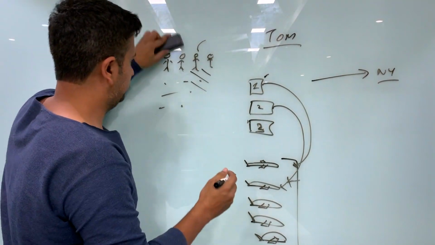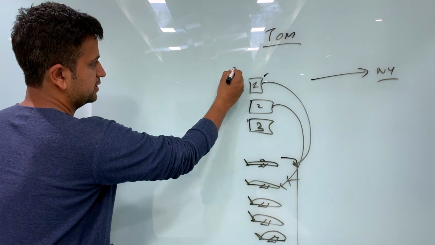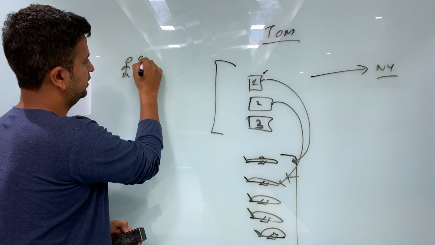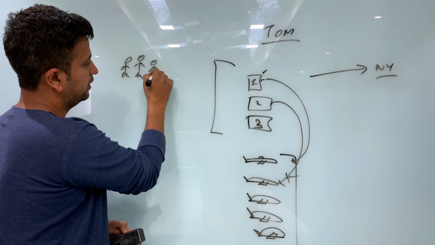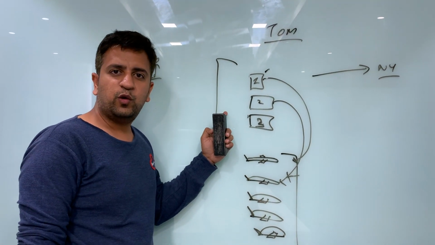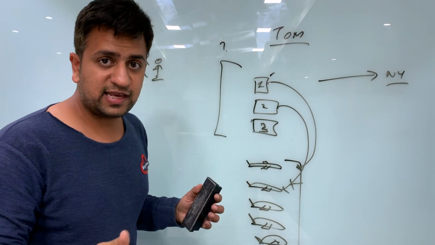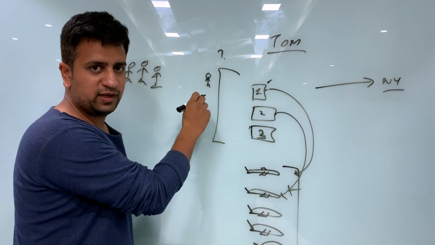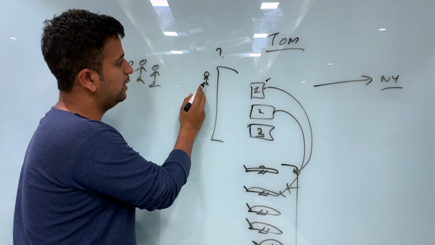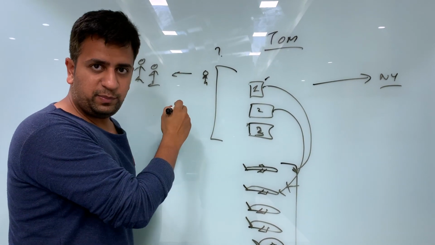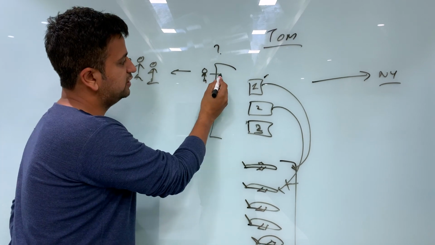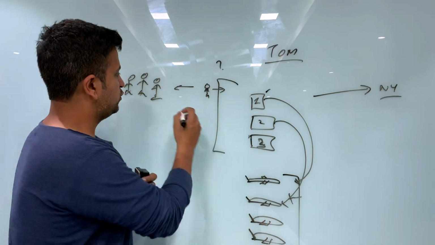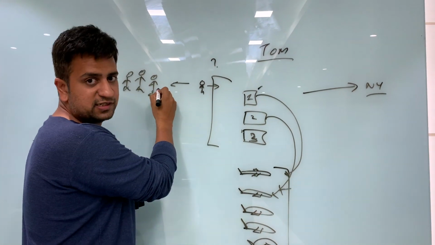Like these people, or I'll keep it like this. Assume that all the people outside this area cannot see which counter is empty. In this case, we are going to introduce one person. This person is able to see all the people outside, and is also able to see which counter is free.